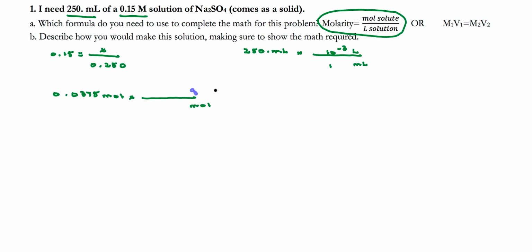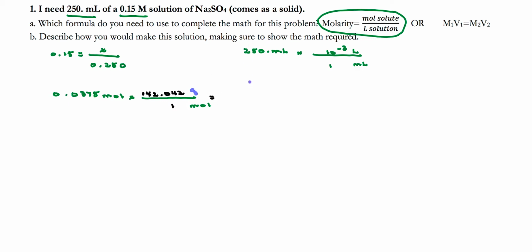Okay? So to do that, I need to know the molar mass of sodium sulfate. Well, if I look, sodium has a molar mass of 22.99. There are two of them, so I'm going to multiply by 2. Then I'm going to add to that the molar mass of sulfur, which is 32.066. Then I'm going to add to that the molar mass of oxygen, which is 15.999, multiply by 4 because I have 4 oxygens. So the molar mass of sodium sulfate is 142.042 grams for every 1 mole.